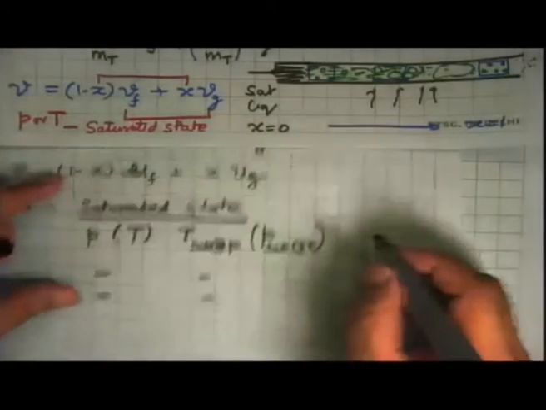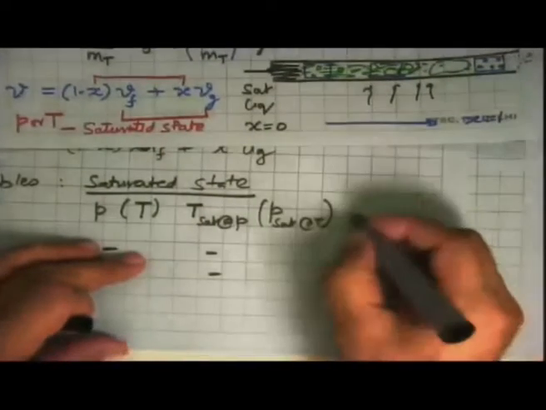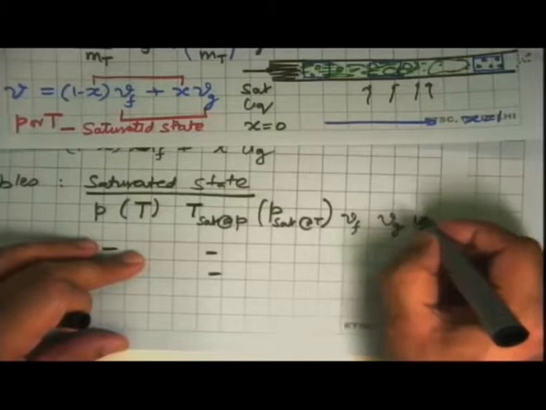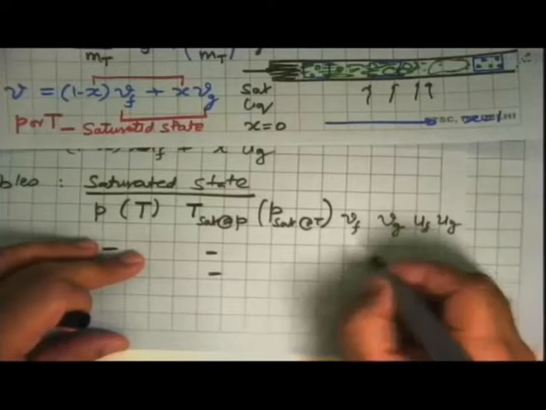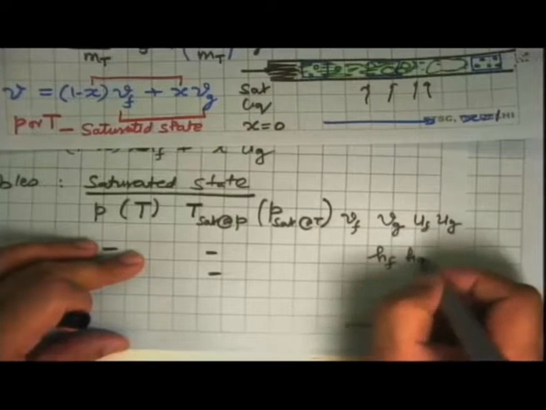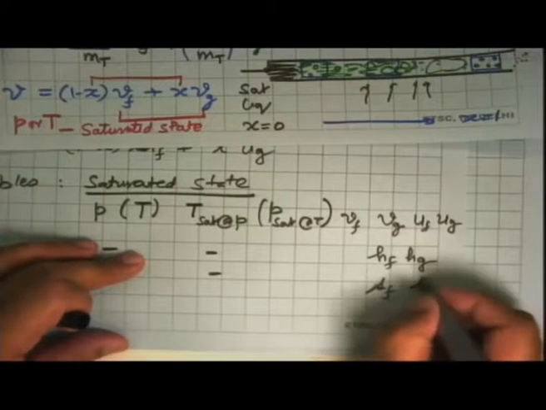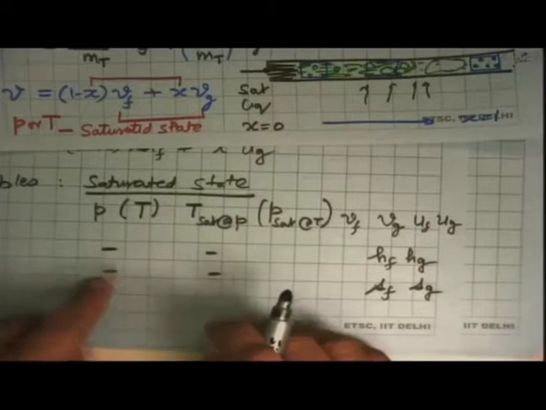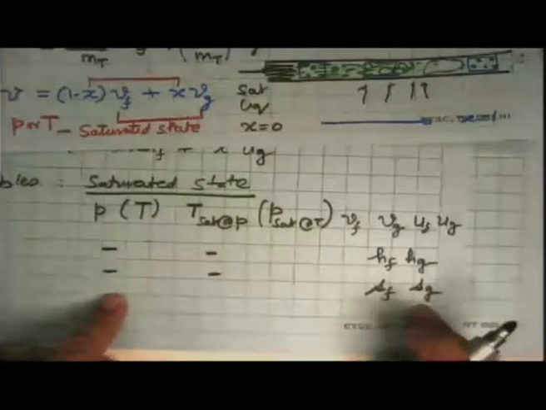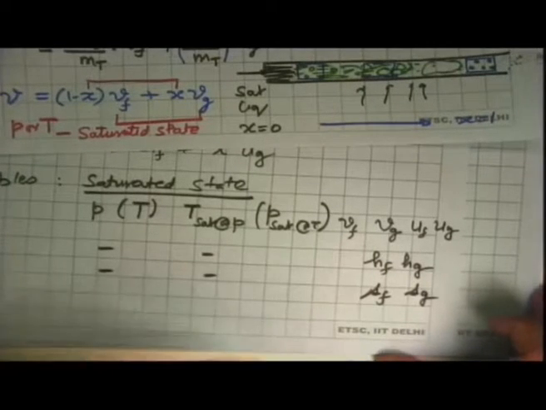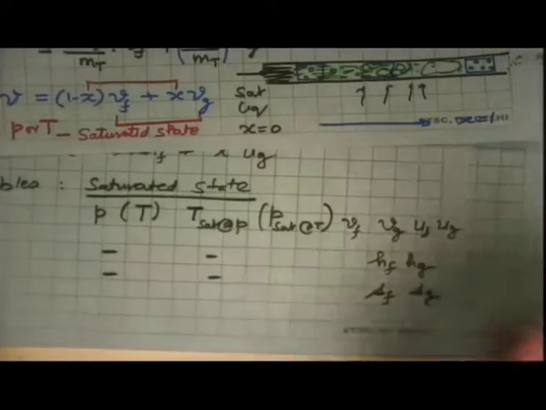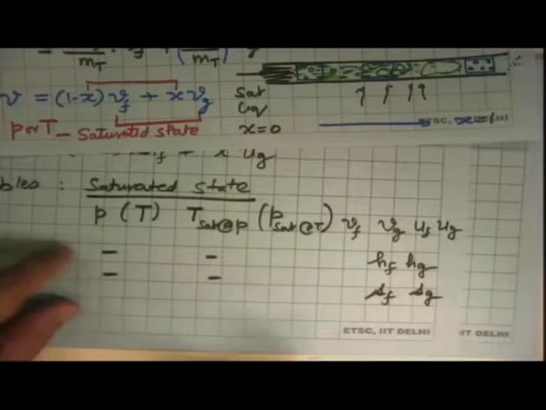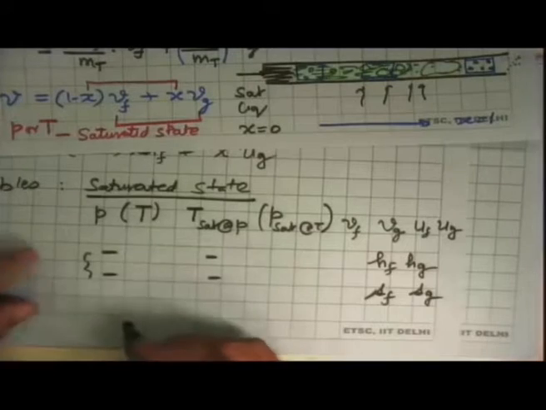And after that you will find that there is an entry for Vf, Vg, then Uf, Ug, Hf, Hg, Sf, and Sg. So all one needs to do is pick up where the pressure or temperature is, and you get all the saturation state properties coming out of there. So that's how we use these tables. In between, if these are discrete values, one has to do interpolation.